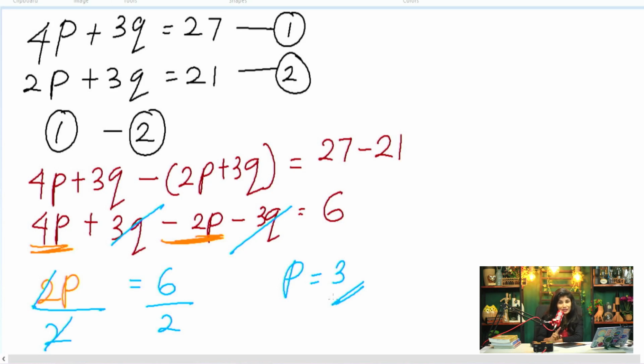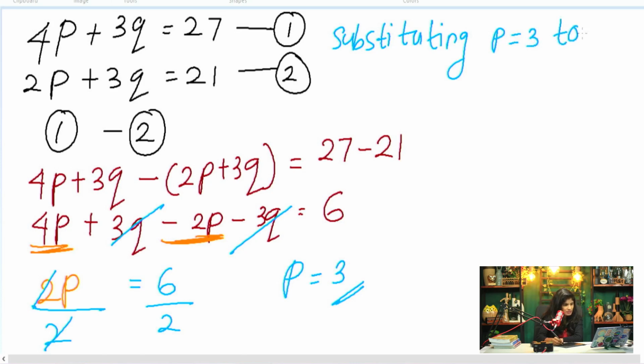Now using the value of p, I'm going to find the answer for q. So I will write, substituting p equal 3 to equation. What is the easiest one here? Number 2 is easier, no? So I will substitute to equation 2. You can use any equation now, okay? So I will use 2.